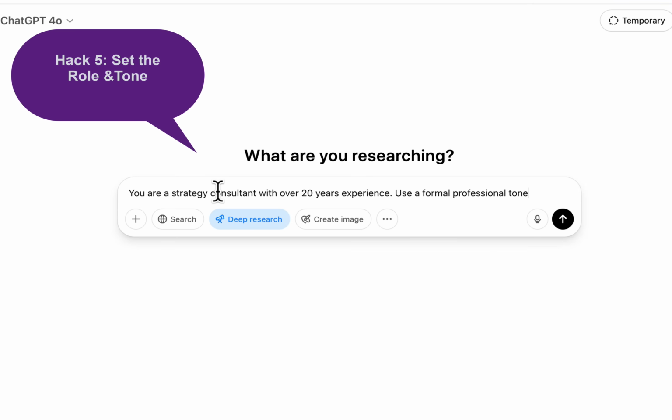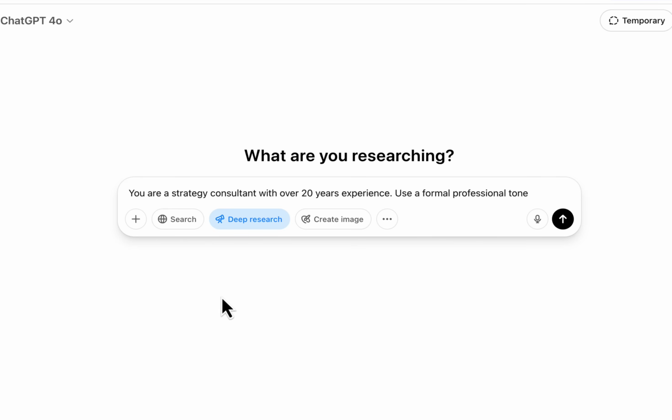So for example, in our deep research prompt, we can say something like, you are a strategy consultant with over 20 years experience, use a formal professional tone. And this is really important because the tone not only affects the depth, but also critically the terminology that deep research will come back with. So if I specify here that I'm a strategy consultant, I want this to be more of a professional tone, it will match the tone that is required for executive readers, not blog readers, and also not academic writing. So again, an important point to keep in mind.